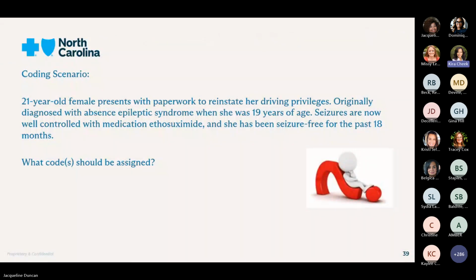Let's take a look at a coding scenario. We have a 21-year-old female. She presents with paperwork to reinstate her driving privileges. Originally diagnosed with absence epileptic syndrome when she was 19 years of age, her seizures are now well controlled with medication, Ethosuximide. She has been seizure free for the past 18 months. What code should be assigned?